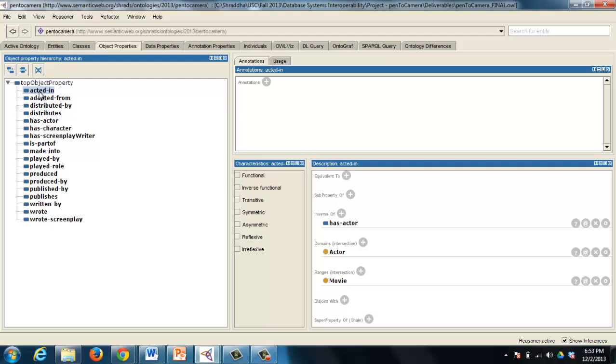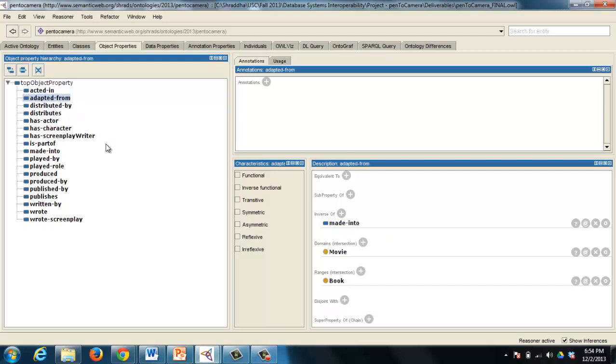Most of these object properties have inverse relations. So the property acted in links an actor who's acted in a specific movie. Its inverse is a movie has a specific actor. So such inverse relationships have been defined so that if we define data for acted in relationship, then Prodigy, using its reasoner, is able to infer the inverse relation of the movie having an actor that we just defined.